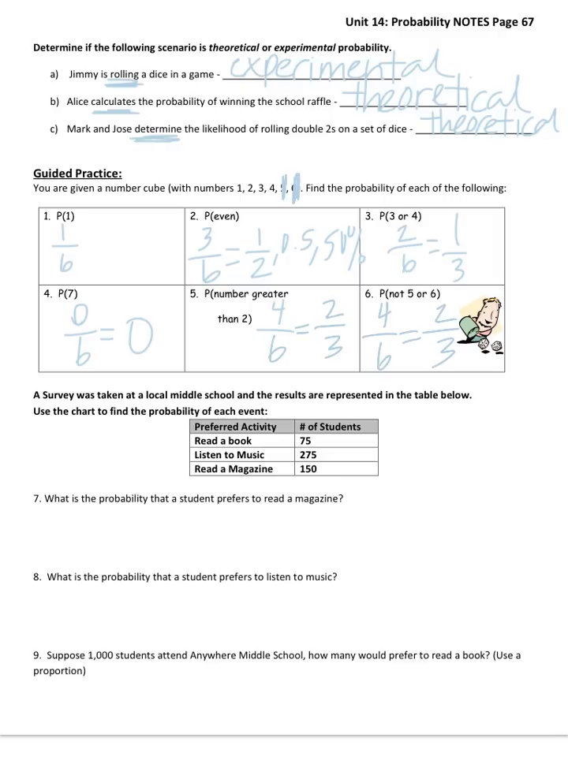So a survey was taken at a local middle school, and the results are represented in the table below. First, let's get the total number of students that we have. So we'll add together 275, 150, and 75. Okay, so 7 plus 5 is 12, plus 7 more would be 19, plus 1 is 20. Then that gives us 500, so a total of 500 students.